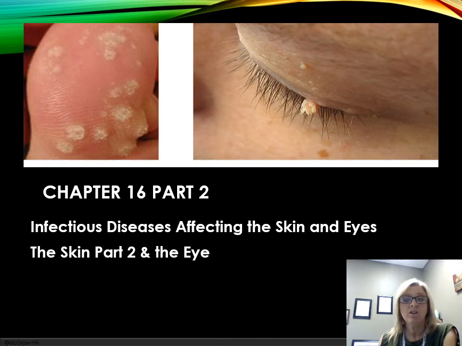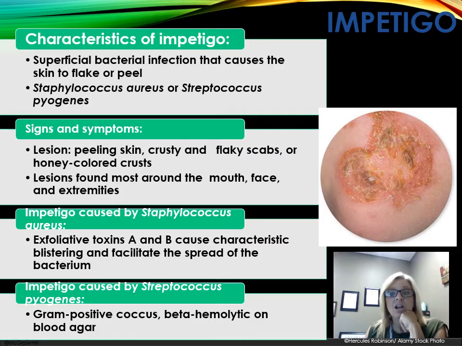Okay, so now we're going to finish up the diseases of the skin and then look at the eye. Next, we've got impetigo, which is another very common ailment of small children. This is going to be a superficial type infection, so it's going to be higher up, just maybe on the surface of the skin. This is going to be caused usually by Staphylococcus aureus or Streptococcus pyogenes.